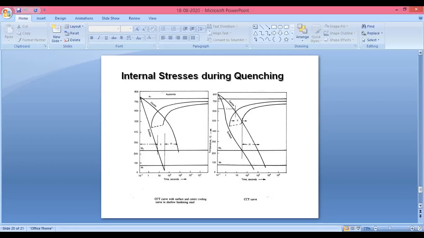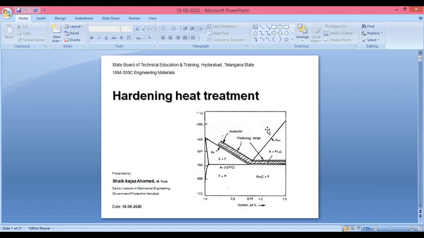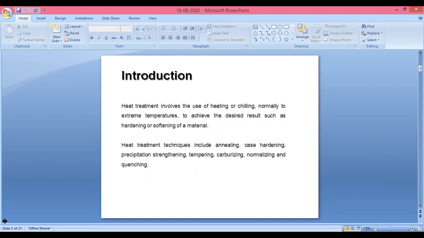So we have started with the introduction to heat treatment, which is heating or chilling to extreme temperatures to achieve desired results, such as hardening or softening of material. The other heat treatment processes other than hardening are annealing and normalizing.